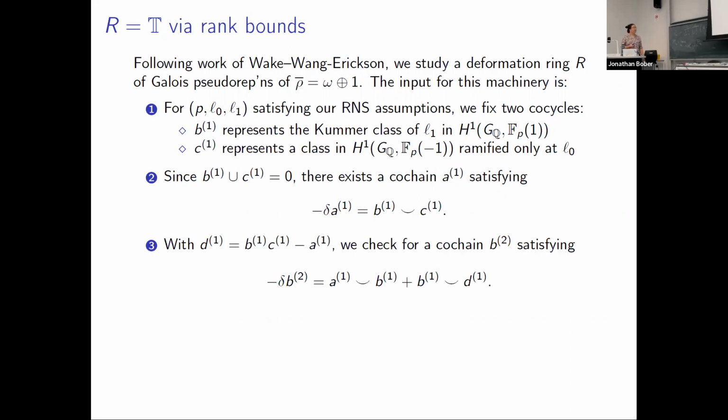And so then if we define D1 via this expression, we can check for a cochain B2 satisfying this boundary equation. And so in particular, the existence of B2 corresponds to the existence of M double prime. So they're going to be the same.